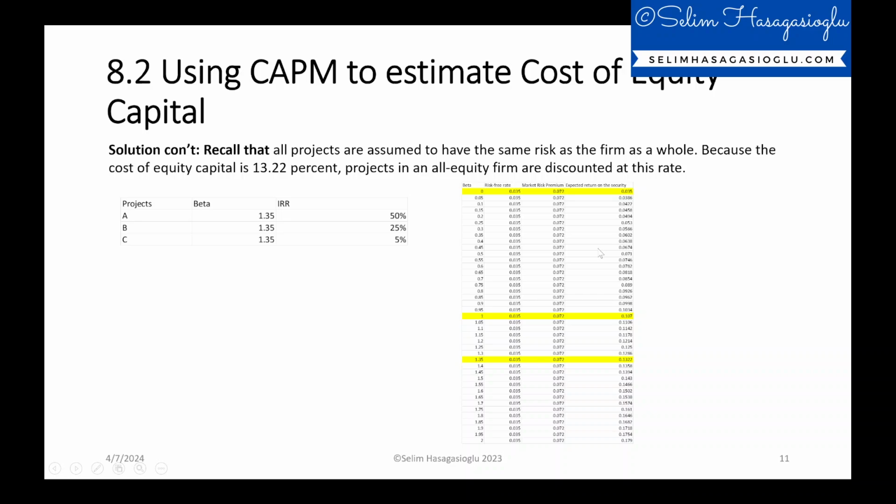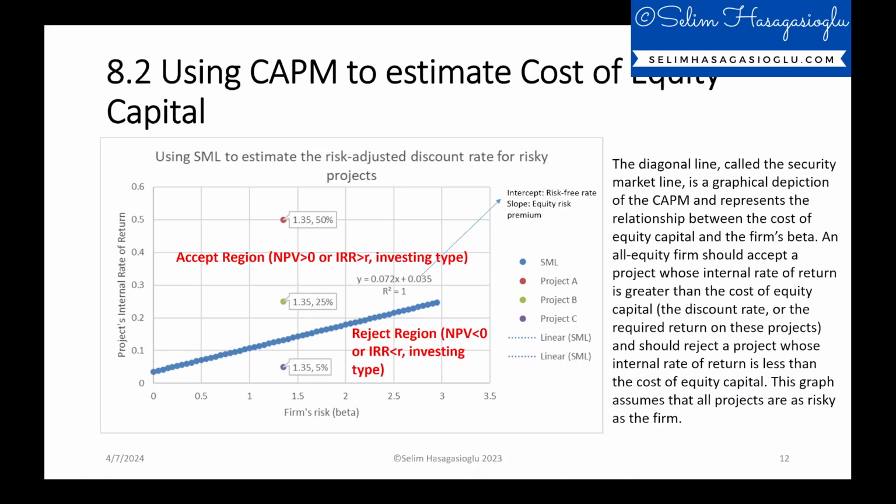Then on Excel, I calculated, using CAPM, the expected return on the security at different beta values. Remember, the risk-free rate is fixed and the market risk premium is fixed. The expected return on the security will depend on changing beta values. Again, the equation will be that of the CAPM. Then I created the plot, using the SML, the security market line, to estimate the risk-adjusted discount rate for risky projects.